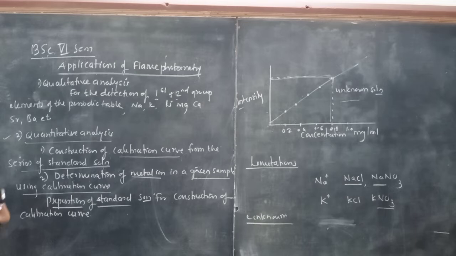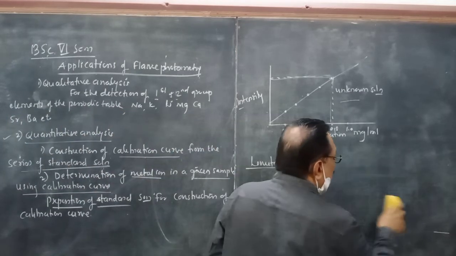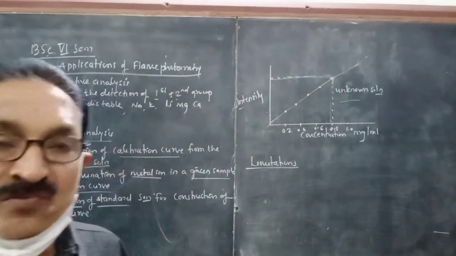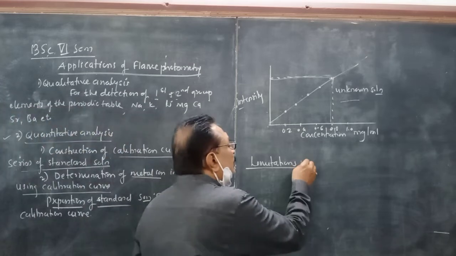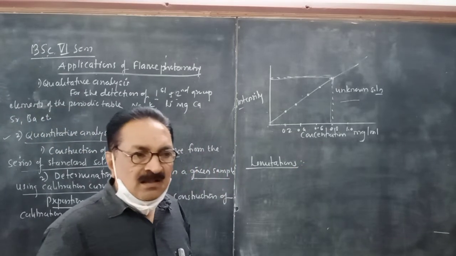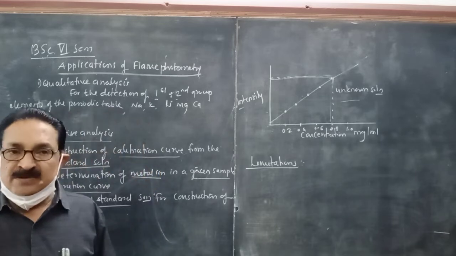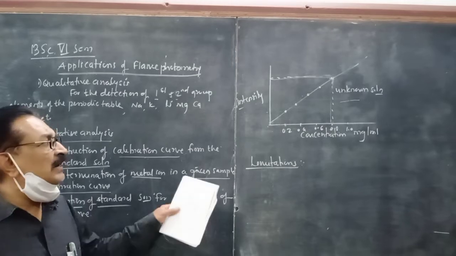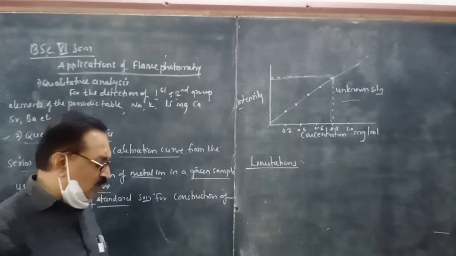This is one of the methods of determination of sodium as well as potassium by using calibration curves. Okay. Next, just like you have studied colorimetric techniques in the 5th semester, the same colorimetric technique is used to detect the element or a radical present in the unknown solution.